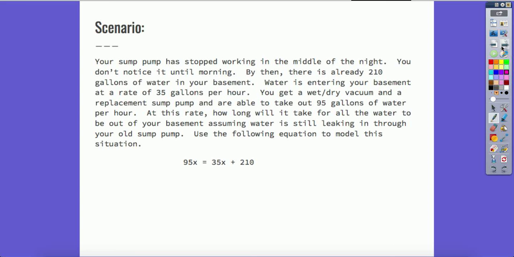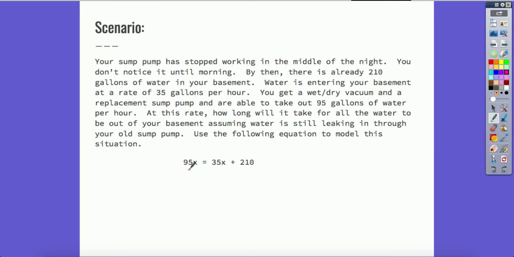By then there is already 210 gallons of water in your basement. Ugh. Water is entering your basement at a rate of 35 gallons per hour. You get a wet-dry vacuum and a replacement sump pump and are able to take out 95 gallons of water per hour. At this rate, how long will it take for all the water to be out of your basement, assuming water is still leaking in your old sump pump? Use the following equation to model this situation.